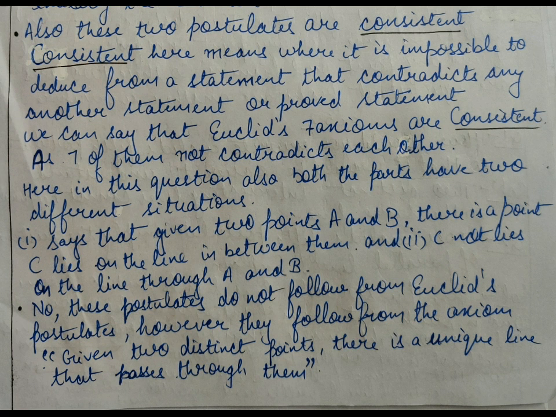Then first part is, because as you can see, the first says that given 2 points A and B, there is a point C that lies on the line in between them, and the second part says that C does not lie on the line between them, on the line through A and B. So we can say that these two postulates are consistent. Then next is, no, these postulates do not follow from Euclid's postulates. However, they follow from the axiom that, given two distinct points, there is a unique line that passes through them.